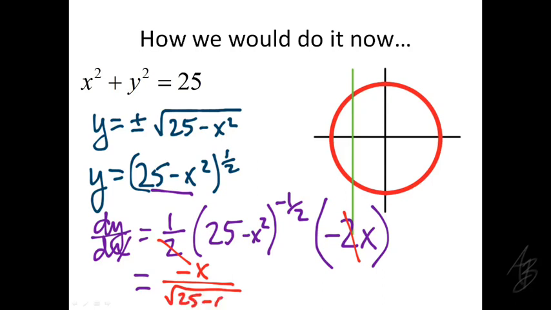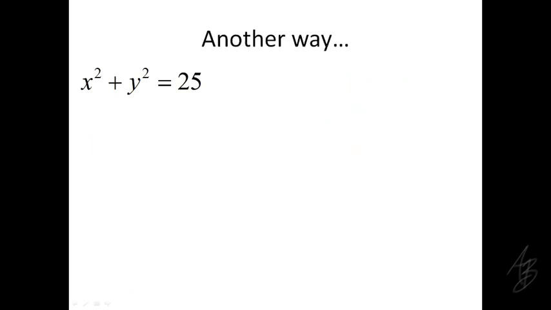Now we did all of that, and that just gives us the derivative of the top half of the circle. It doesn't give us the derivative of the bottom half of the circle, and we would have to do that process again. It turns out to be a lot of work, and very tedious, and we can find a better method to do this. That method involves the chain rule, which we learned in the last section.